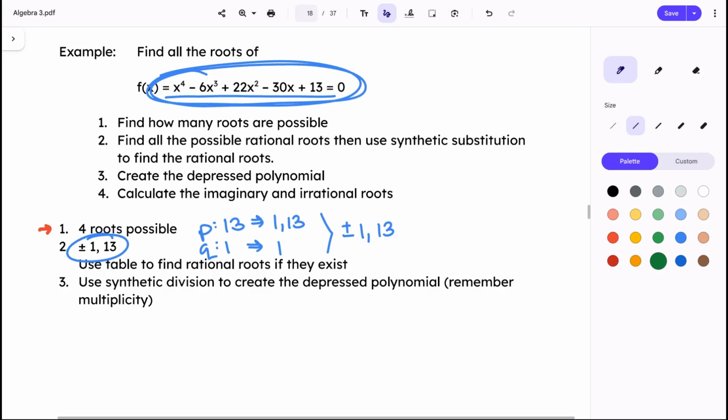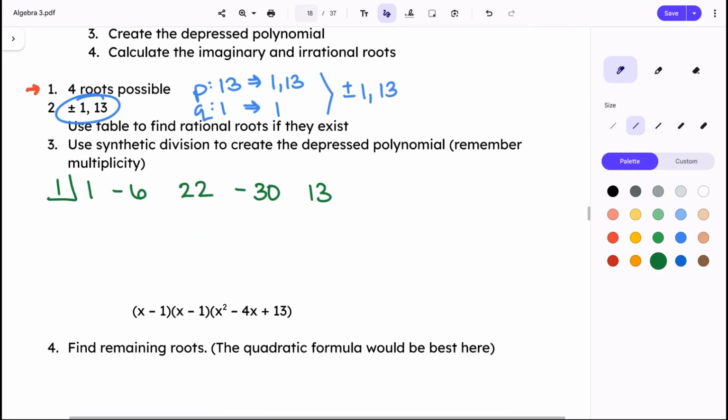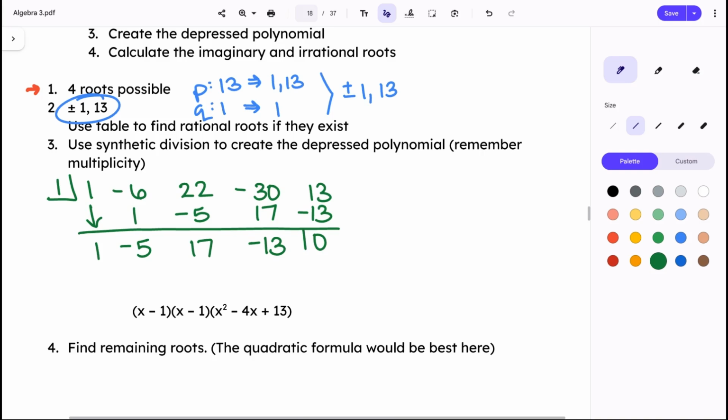Anyone got one yet? 1? Okay, so I'm going to bring down the 1, and then you grab your coefficients from the problem up above, which would be a 1, -6, 22, -30, and 13. Okay, we're going to do our synthetic division. And I'm getting a remainder of 0, which we should. We know that we should get a 0 for the remainder because we found that in the table.